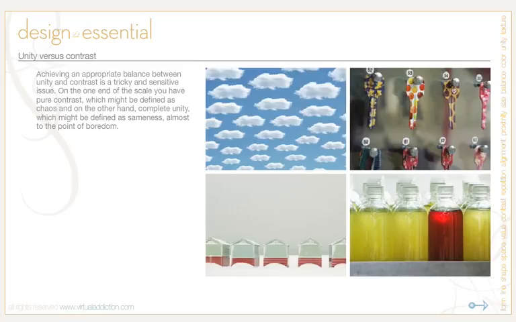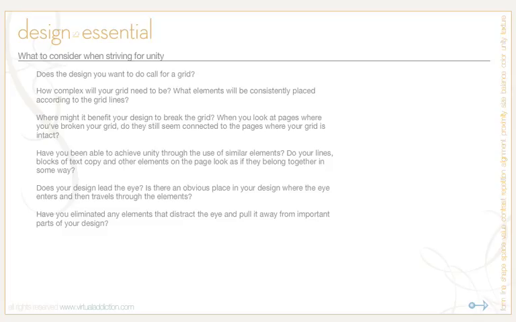On the one end of the scale, you have pure contrast, which might be defined as chaos, and on the other hand, you have complete unity, which might be defined as sameness, almost to the point of boredom. So as you gain experience with design, you're going to find that there's a magical balance that allows you to design your designs to maintain interest without feeling unconnected or fractured. And that's what you're always striving for.